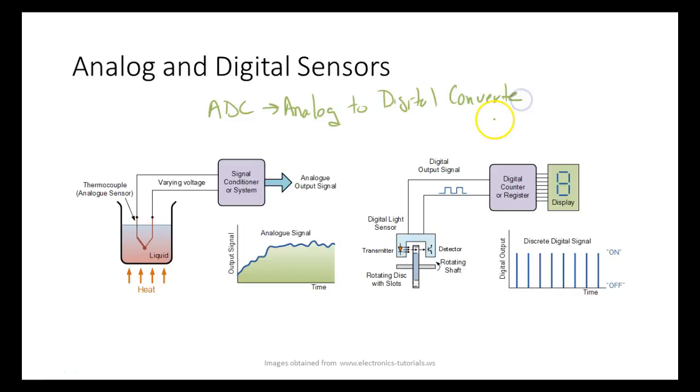And often we've got to go the other way. I've got to generate an analog. My PLC is going to generate or control an analog device. Then we have to have a what? I'm not going to call it a DAC. What's a DAC? Digital to analog.